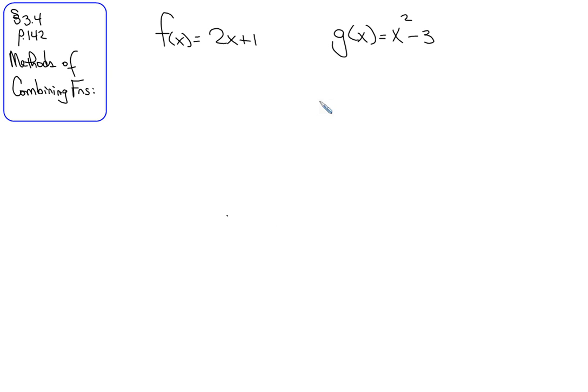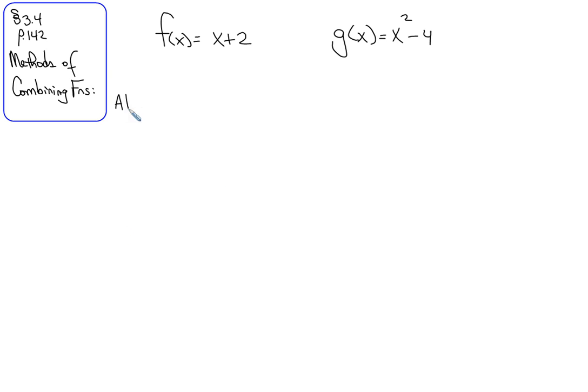Actually, let me change this up a little bit, guys. Let's make this x squared minus 4, and I'm going to make this x plus 2. I'm going to do it this way so we can actually see something else. All right. So what we're going to do here, guys, is take these two functions and combine them in various different ways.